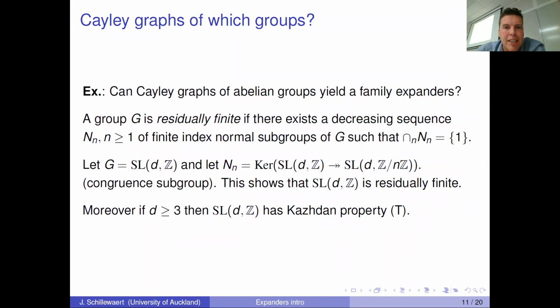So the question is, which groups? It's all good and well to have this abstract construction, but we have to put some groups in it. So here is an exercise for you.